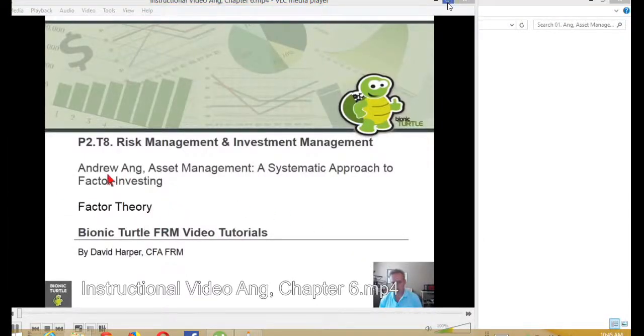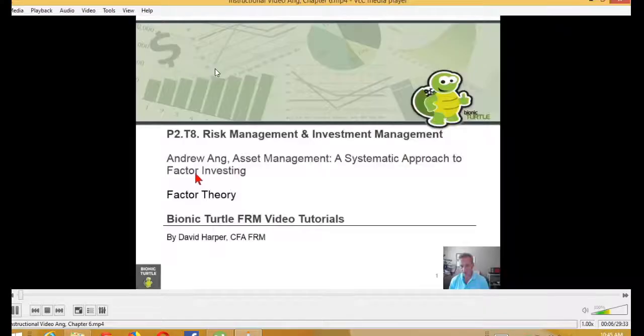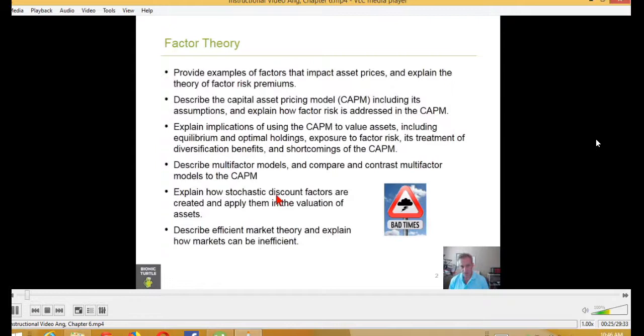Hello, this is David. Let's take a look at the first chapter in the textbook by Andrew Ang, Asset Management: A Systematic Approach to Factor Investing. And the first chapter that's assigned here in topic 8 is Factor Theory, so that's chapter 6. I think this is an excellent book. I really do. Although this chapter 6 is a theoretical setup for some of the chapters that follow later with a little more data and color. So if this feels a little theoretical, well, that's because it's called factor theory.